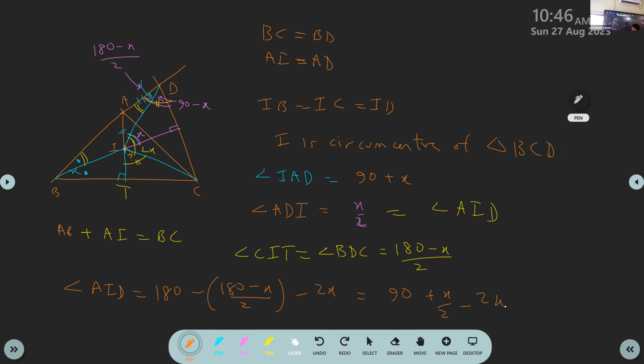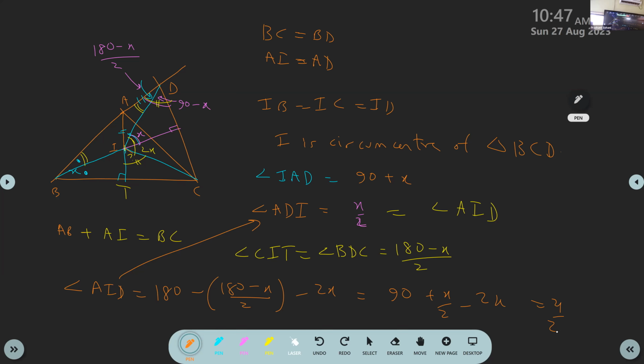And so then this AID can be equated with ADI, and say this is equal to x by 2. And so we get x is 45. We get angle IDE.